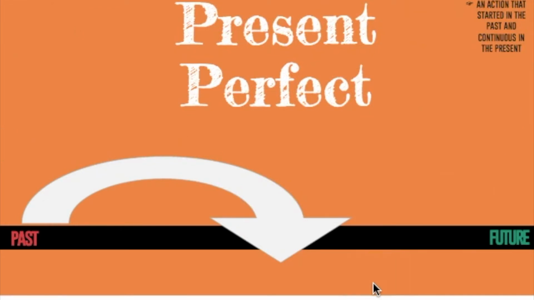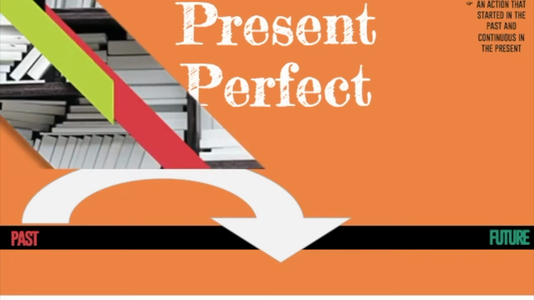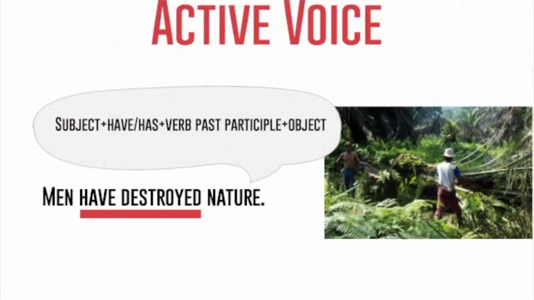We continue with present perfect. Remember that we use present perfect when we talk about an action that started in the past and continues in the present. Here we have a common problem that humans have caused during many years. Men have destroyed nature. We have subject, have or has, verb in past participle, and the object, in this case, nature.